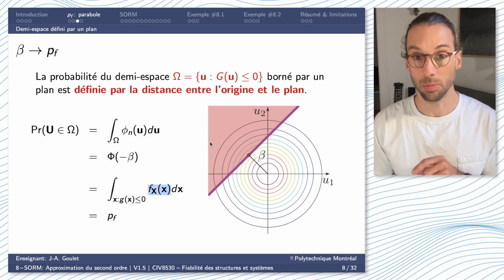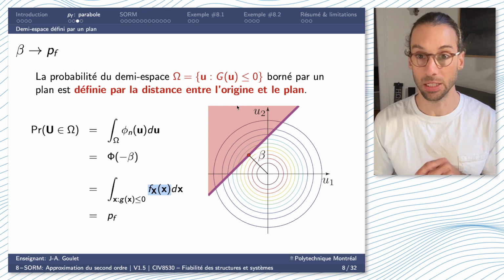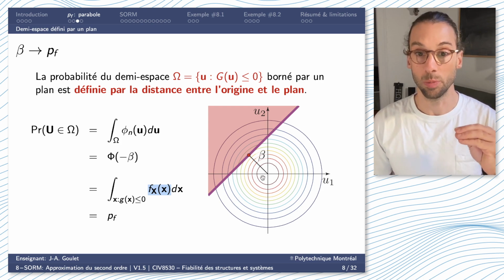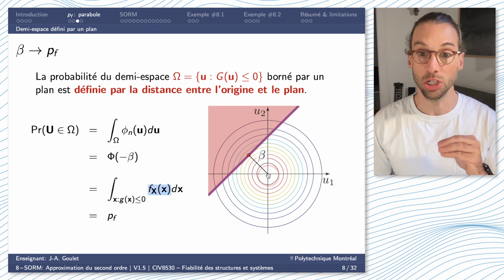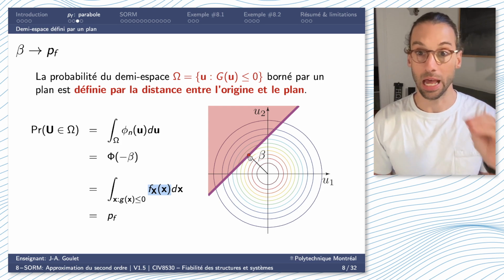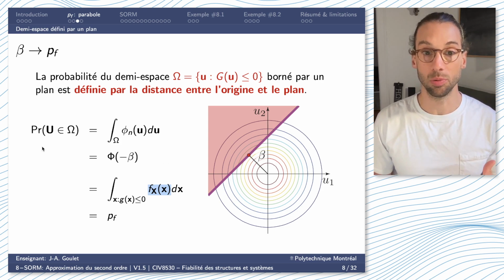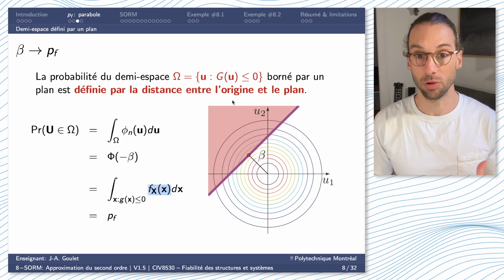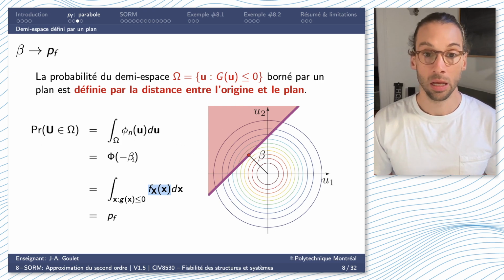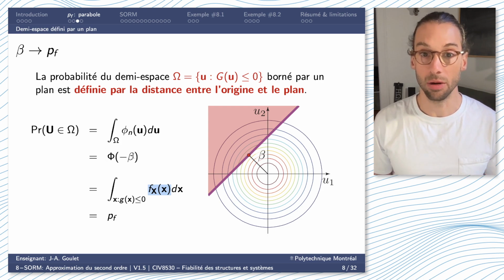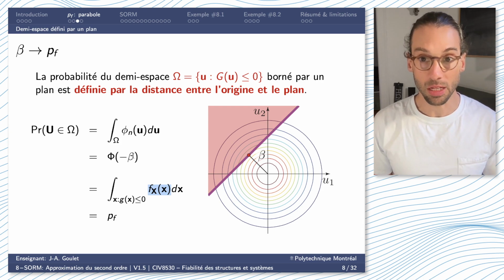So I want to compute this probability in that pink zone, my failure domain. And the only thing I need to do if I'm in a standard normal space is what is the distance between the origin and that line. So if I know that distance, which is our reliability index beta, I can directly compute the probability of failure, the probability defined over that domain in pink, by evaluating the CDF of minus beta, minus my reliability index. So this is very convenient.